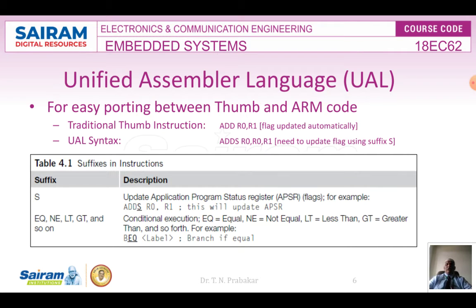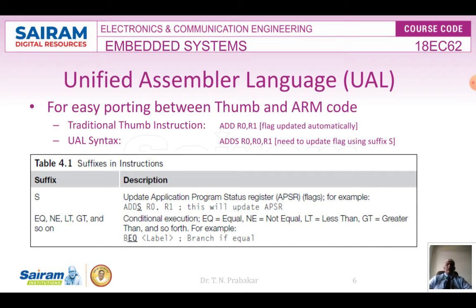Then there is a unified assembler language, right? Actually already we have discussed there are three variations, right? There are thumb instructions, there are thumb2 instructions, then there are ARM instructions, ARM classic instructions. So there are plenty of variations. And this unified assembler language is useful for easily porting between thumb and ARM code, right? Of course, we have already seen the ARM Cortex M3 is using only the thumb2 type of instructions, right? Anyway, this is just for information, only for the basics, right?